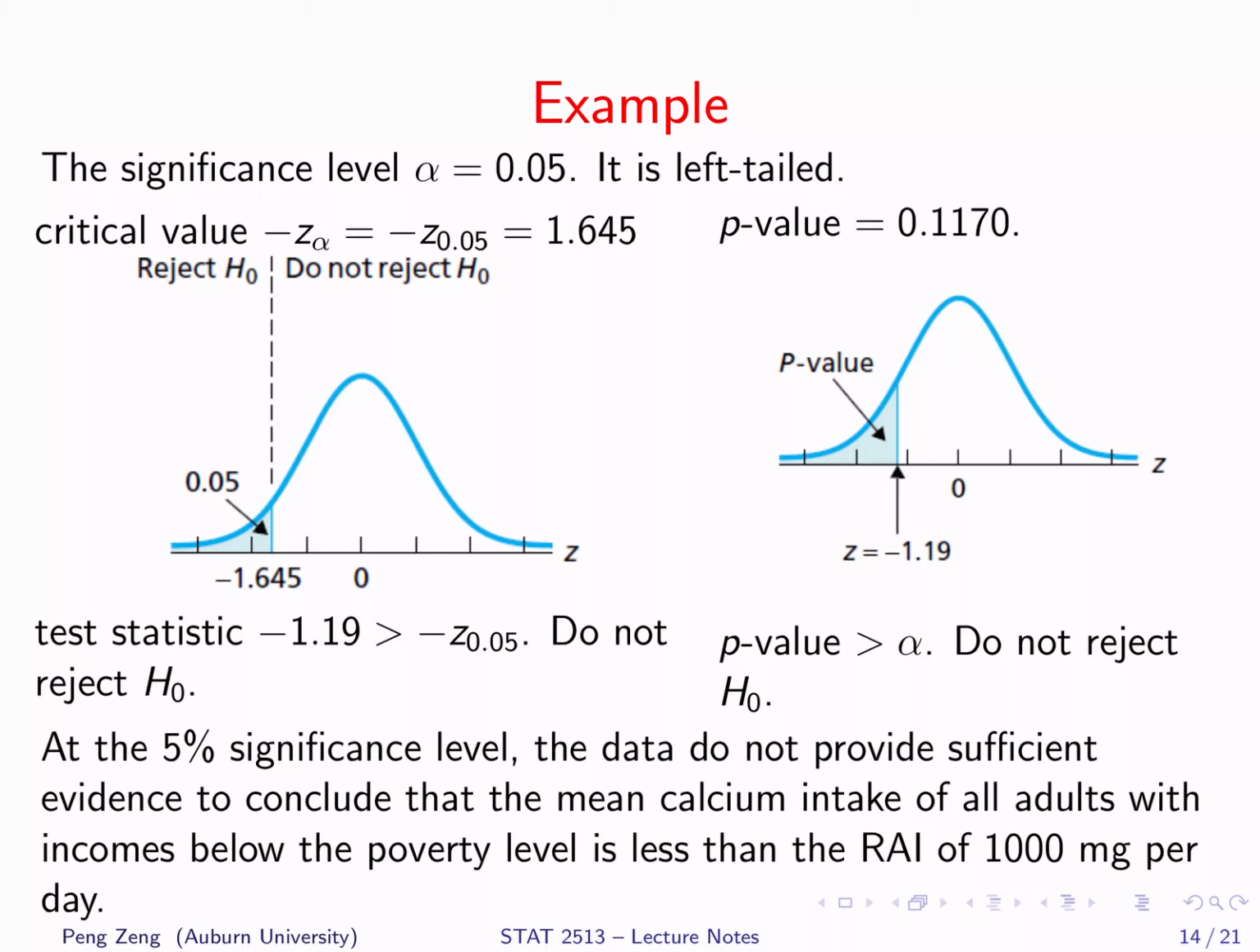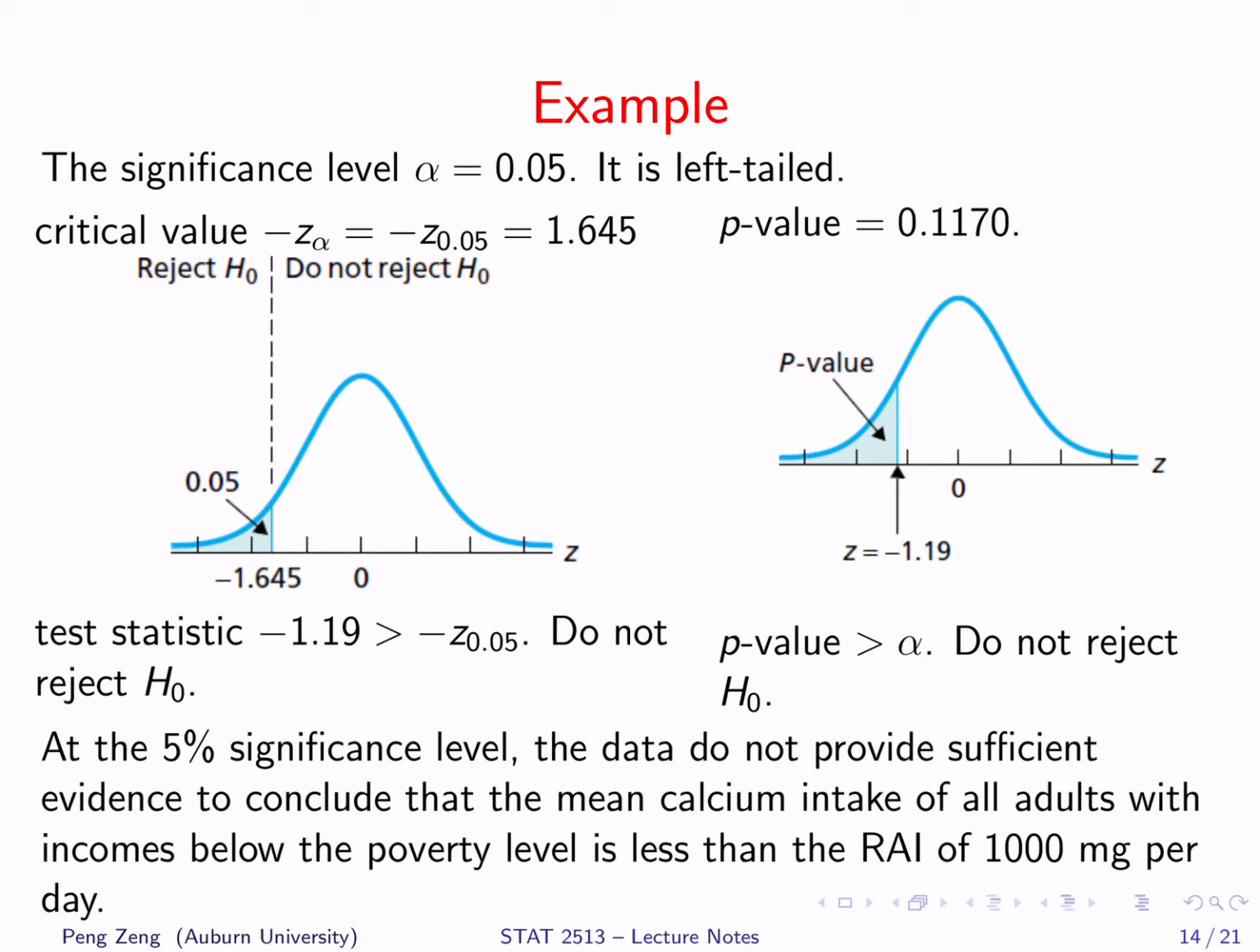Compare the test statistic with this value. The test statistic is negative 1.19, which is larger. Therefore, the test statistic falls outside of the rejection region. We do not reject H0.